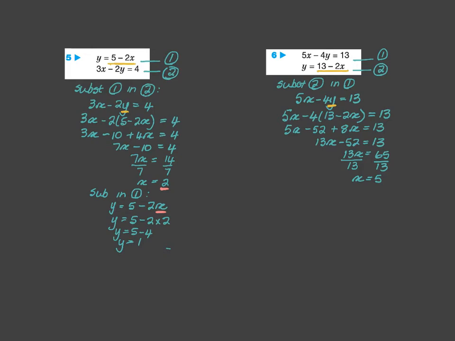To find y, I'm going to substitute in equation 2, the one where y is the subject. So I'm going to substitute in 2. Write down 2, y is equal to 13 minus 2x. So let's check what we are substituting here. We know x is equal to 5, so we're going to substitute that x with 5. That gives us y is equal to 13 minus 2 times 5. So y is equal to 13 minus 10. Y is equal to 3.